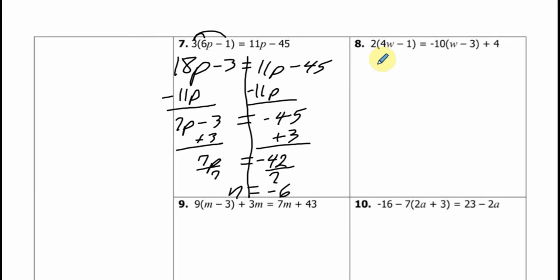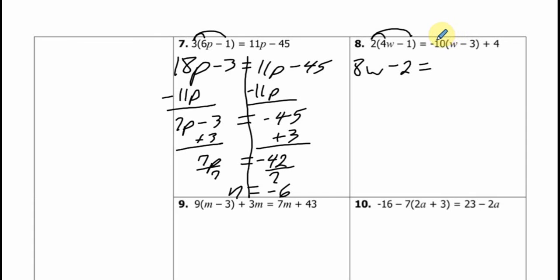Let's try number 8. All right, so number 8, we have 2 sets of parentheses, so I'm going to have to distribute twice on this one. So I'm going to have to distribute 2 over here. 2 times 4w. 2 times -1 is a -2 equals the -10 in front of the parentheses.